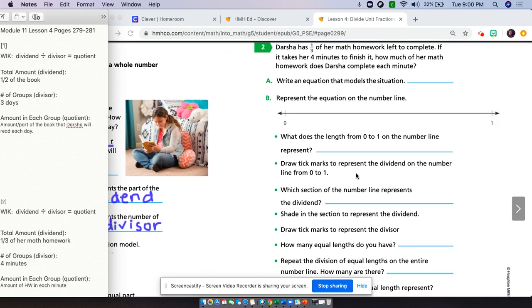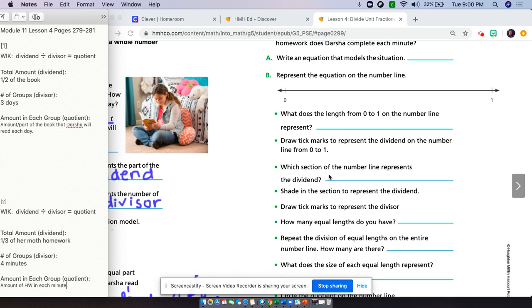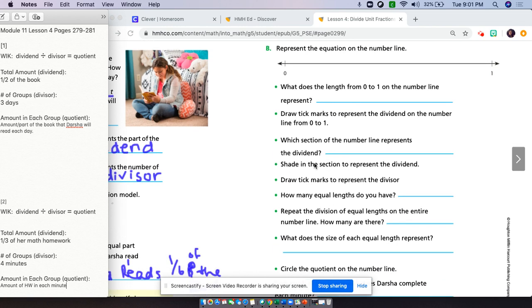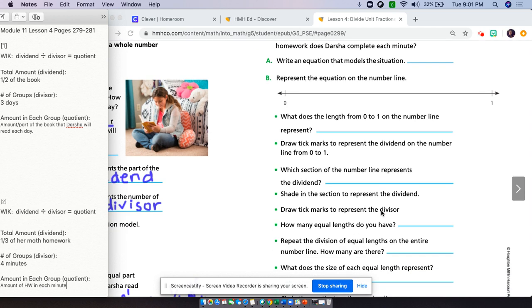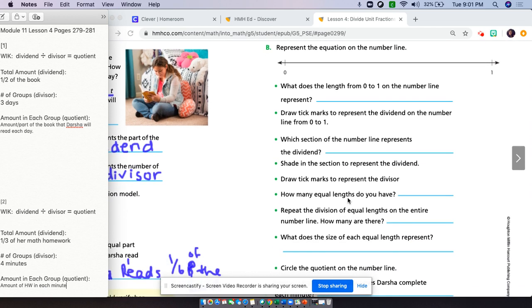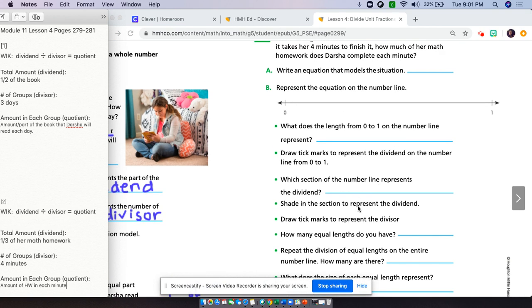Next, I want you to draw the tick marks to represent the dividend in the number line from 0 to 1. Okay, so show the dividend on this line. Then it wants you to identify the section of the number line the dividend represents, from what to what. Shade in that section to represent your dividend. So we know our dividend is 1/3. Okay, we got that from my notes over here. So you would shade in the part that represents 1/3, and then I want you to draw tick marks to represent the divisor, which we said was 4.